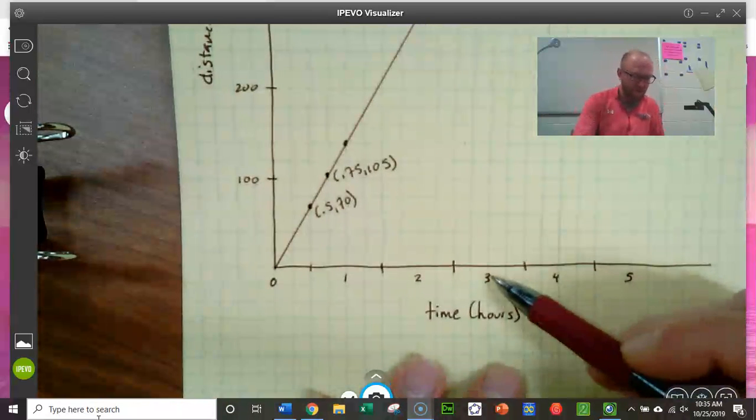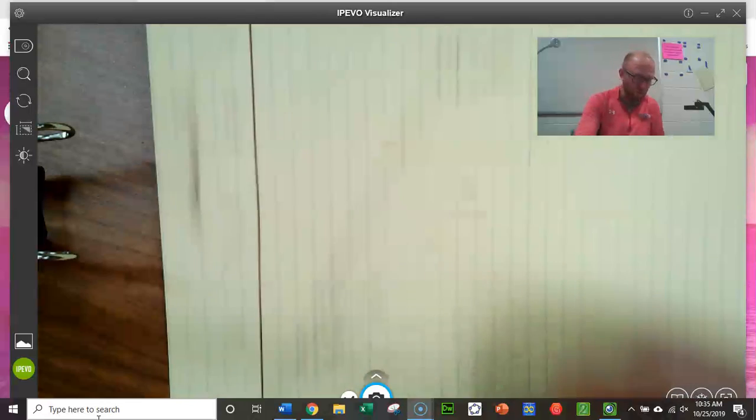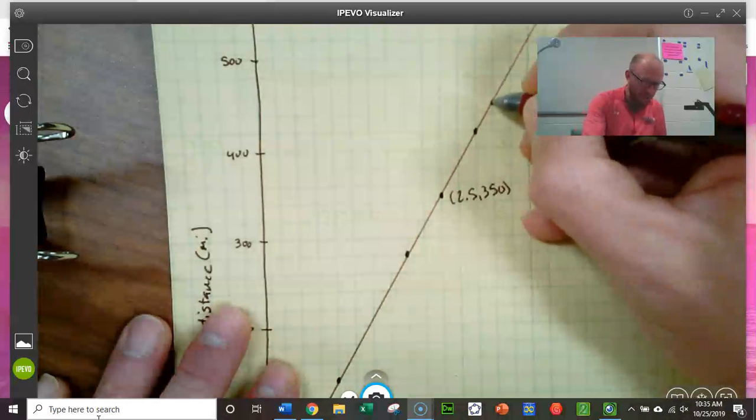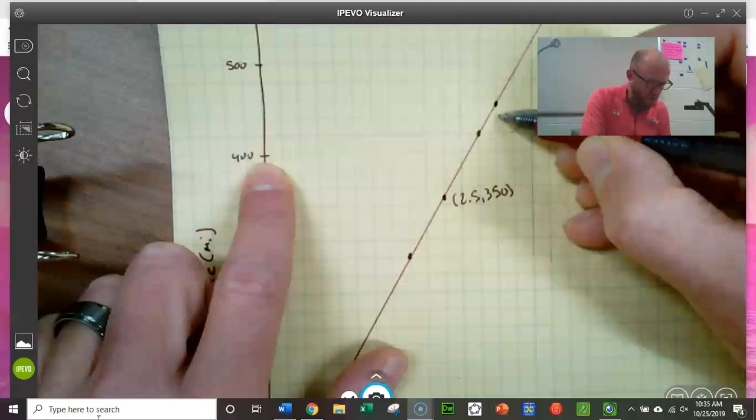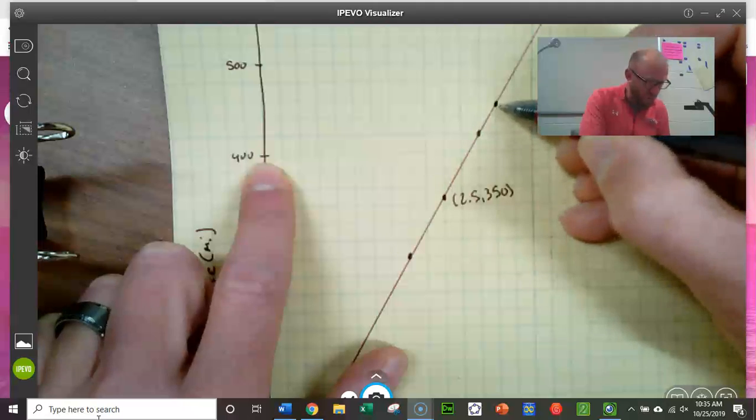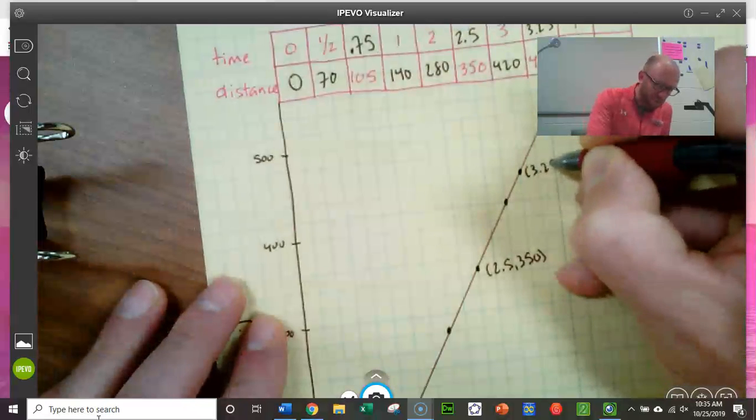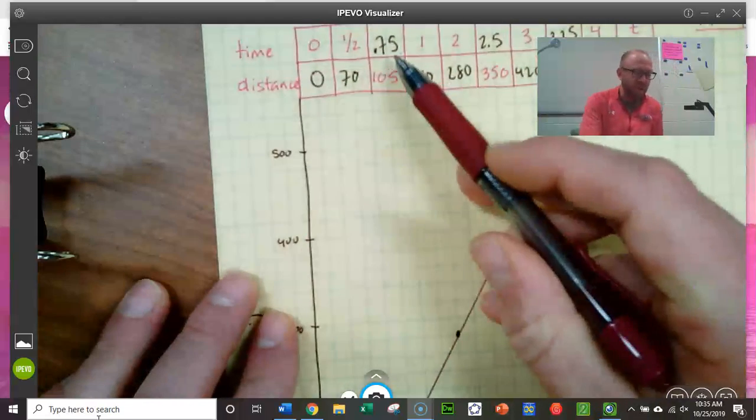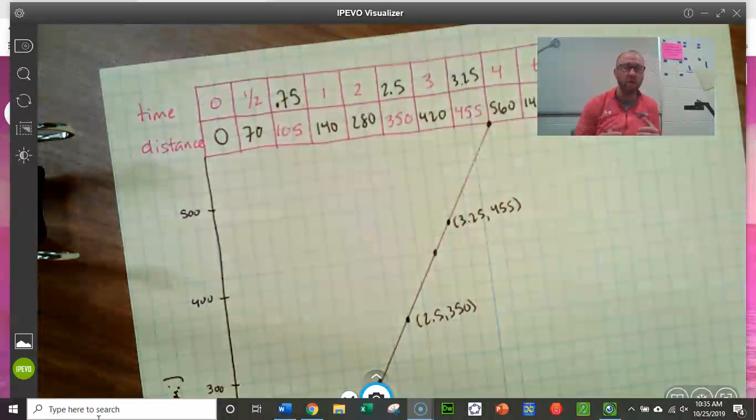Let's see, we have 3.25 and 455. So let's see, here's 3, there's half. 3.25 is 3 1/4, so there's 3 1/4. And notice, by the way, that's supposed to be 455. So there's 400. Oh, there's 400, 20, 40, 55. That makes sense. So it's 3.25, 455. Notice when I saw that my hours were 0.75, 2.5, and 3.25, those are all quarter hour type marks.